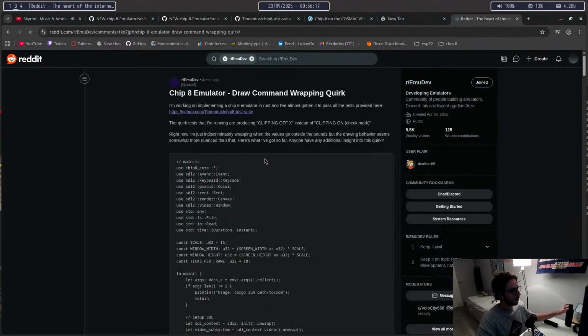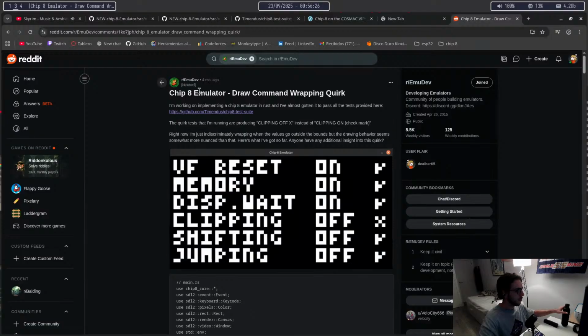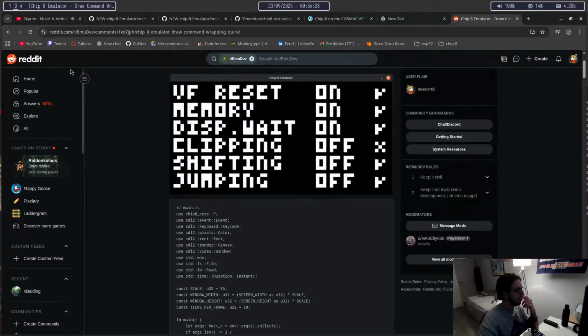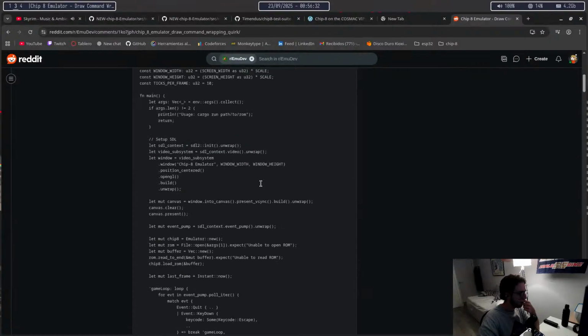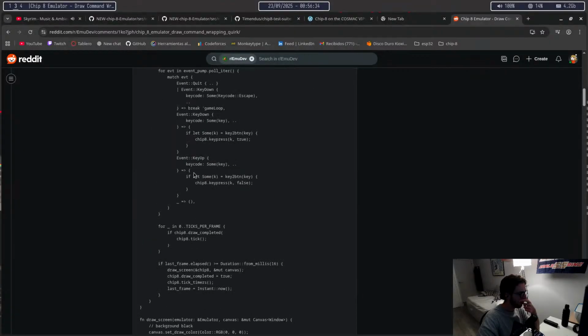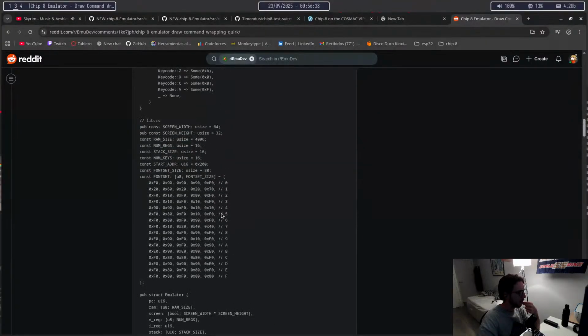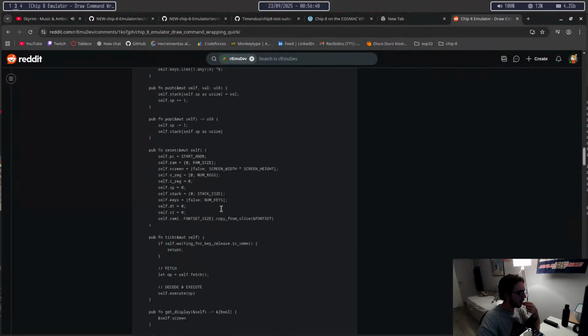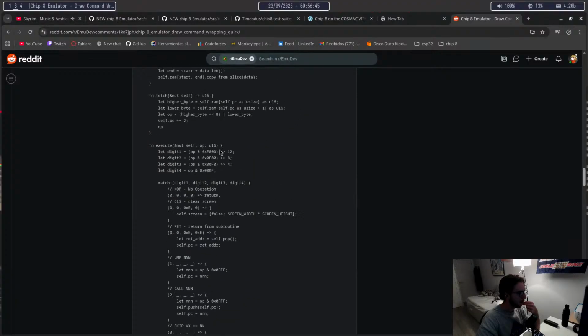Draw command drop in quirk. Okay. Oh, wow, the user deleted it. Okay, so well, this is Rust code, and I do not understand anything. The guy just pasted everything in here. Great. So you reset it, and then where you have all of these different things.